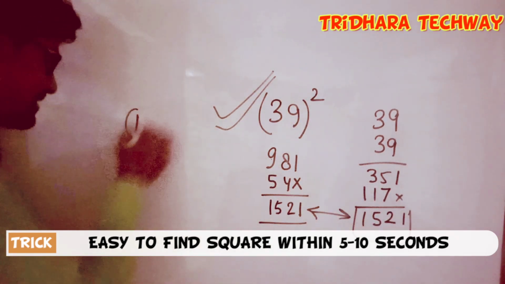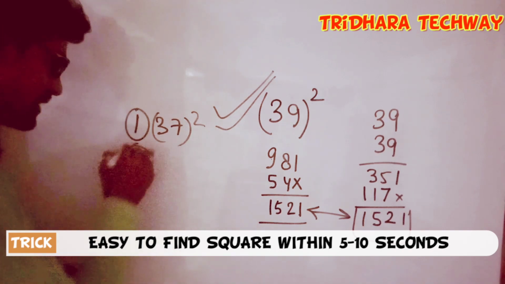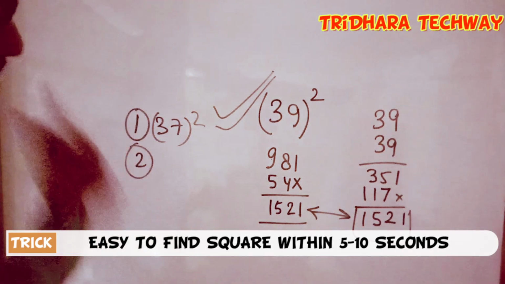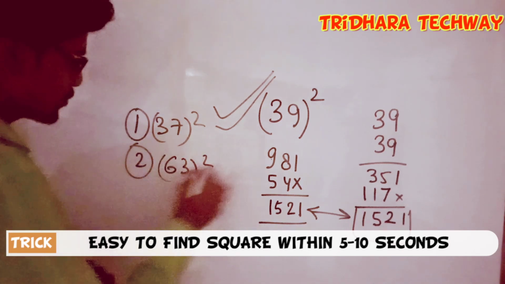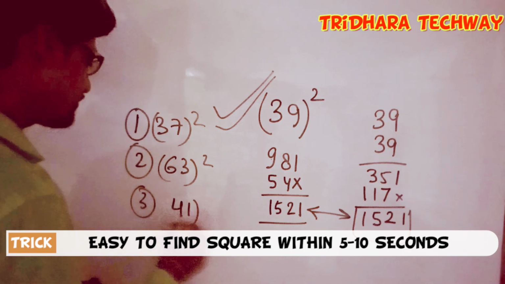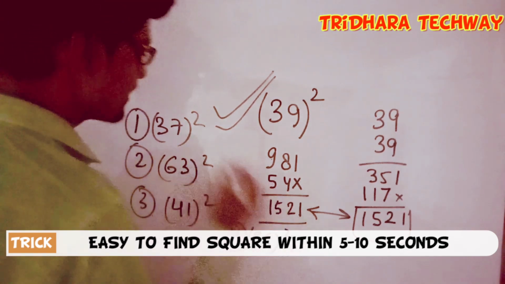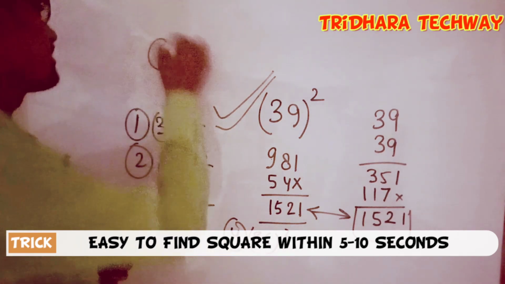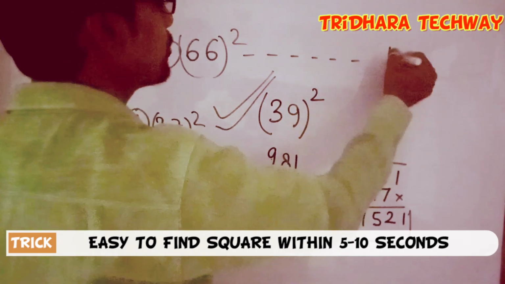Now I am giving you some numbers just to find the square of these numbers by this trick. Okay, and if you get your answer, please answer it in the comment box. 63 square, any number between 1 and 100 you can take. 41 square, 56 square, any number you can take. 66 square and so on, up to 100.